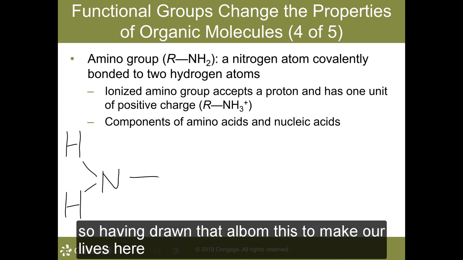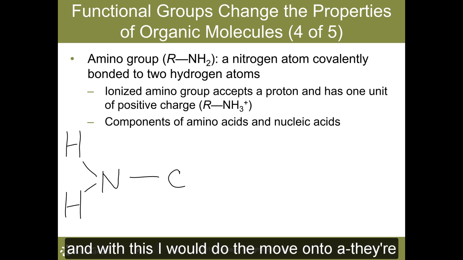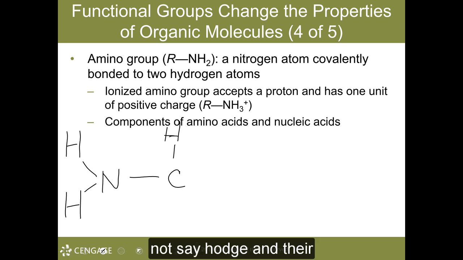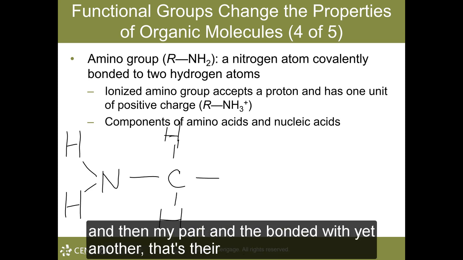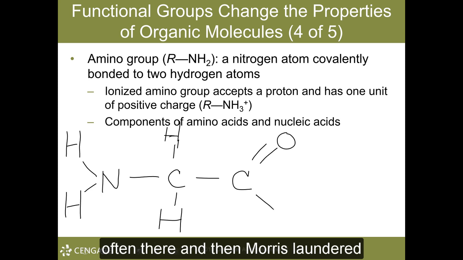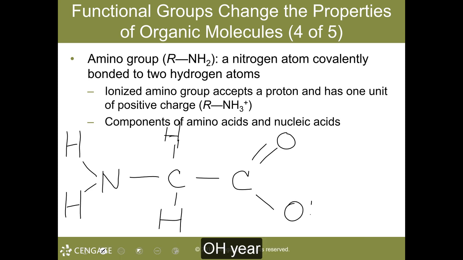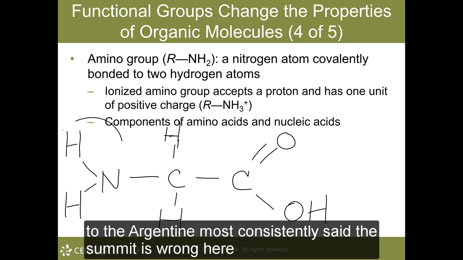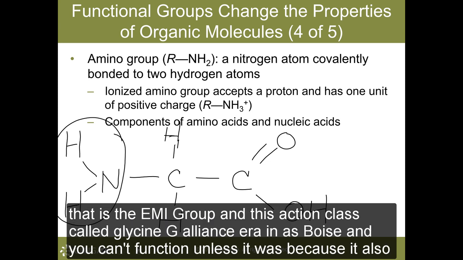Having drawn that, I'll bond the nitrogen to a carbon here. With this carbon, I'll bond two hydrogens. Then my carbon will be bonded with yet another carbon, which has a double bonded oxygen and a single bonded OH. If you look closely, the area you're paying the most attention to right now is right here. That is the amine group, and this entire structure is glycine, G-L-Y-C-I-N-E, an amino acid.